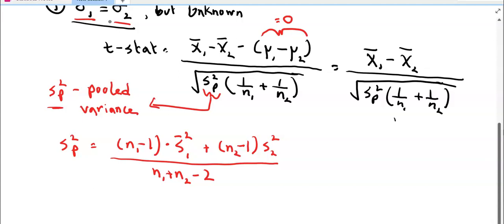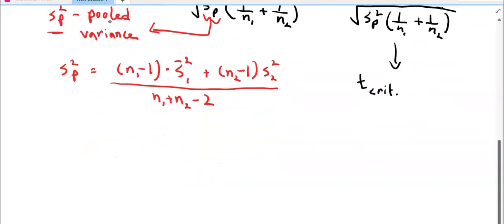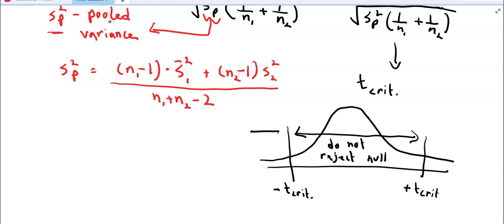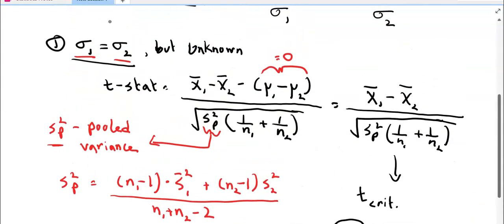After we find this, we compare this number with the t critical value. Since it's a two-tailed test, if this is my t-distribution, I would have my lower t-critical value here and the upper t-critical value here. This one would be a negative value, and this one would be a positive value. If my t-stat falls anywhere between these two bounds, then we do not reject. But anywhere outside, like here, is the rejection region. And so we have it.